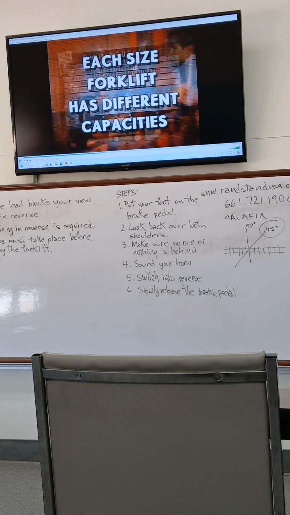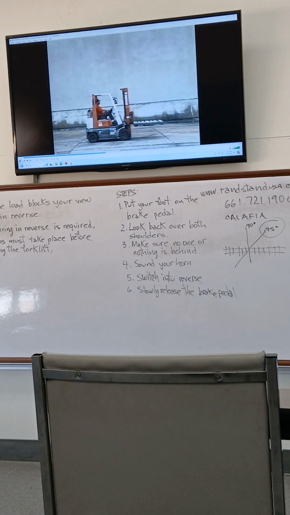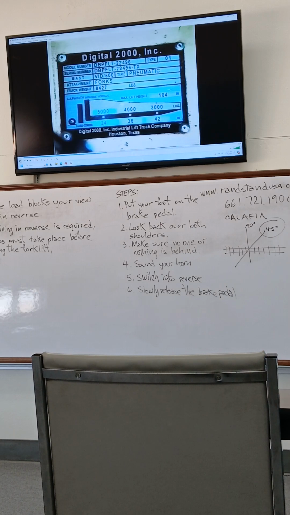Each size forklift has different capacities, but we'll use a capacity of 5,000 pounds at a 24-inch load center that can be safely lifted to a height of 104 inches. Keep in mind, all safe lifting capacities are based upon the load center and the mast being raised in a vertical or straight position. If you tilt the mast forward when lifting, what are you doing to the load center? You're extending the load center because of the extra weight of the mast and the extension of the forks, thereby reducing your safe lifting capacity as stated on the data plate.